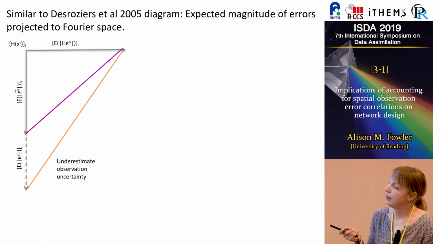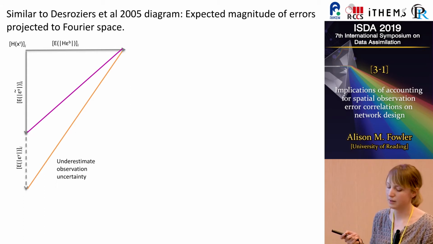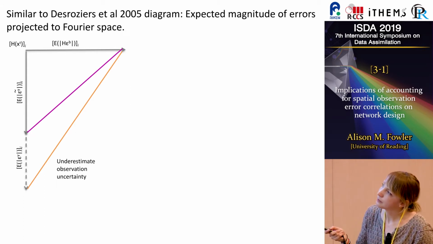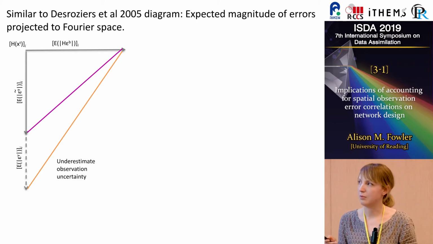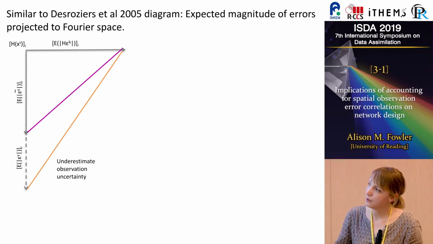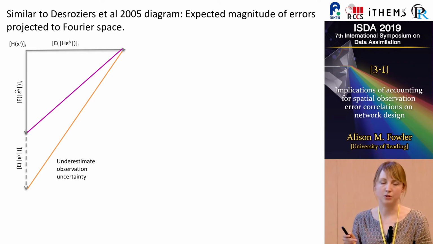So this means that we can produce similar diagrams to those shown in the Daley 2005 paper, where here I'm plotting the expected magnitude of errors projected into Fourier space. So this array here is the expected magnitude of my background error, which is consistent with my B matrix. This array here is the expected magnitude of my observation errors, which is consistent with the R matrix that I'm using within the assimilation. And then this full line here, including the dashed arrays, is the expected magnitude of my observation errors, which is consistent with the true R matrix.